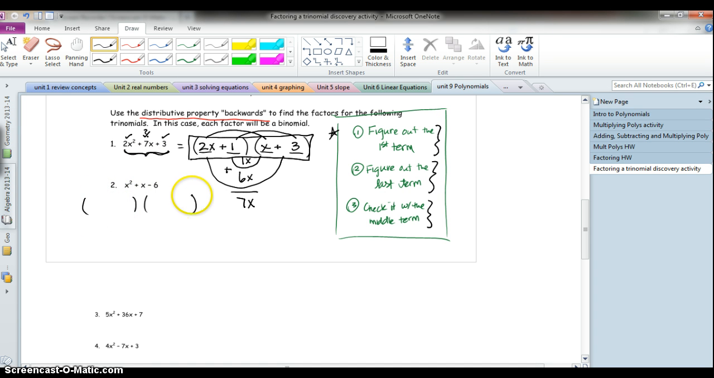Again, I'm going to set it up. First, I'm going to look at the first term, which is x squared. So I know that these two locations have to be x times x because that's what gives you x squared. Now I'm going to look at the last term, negative 6.